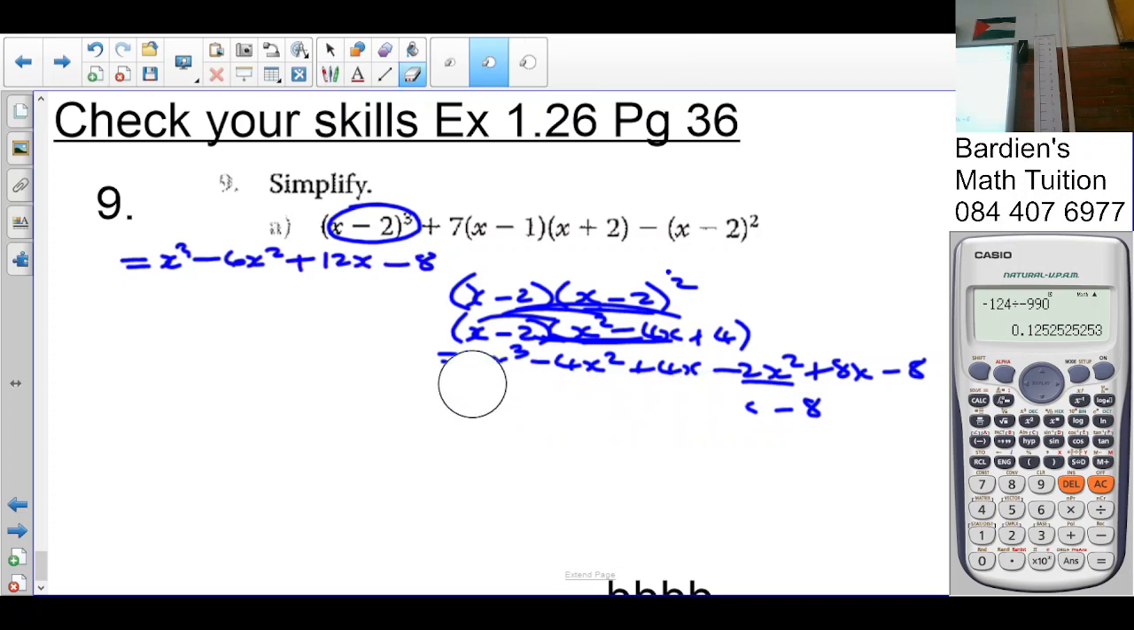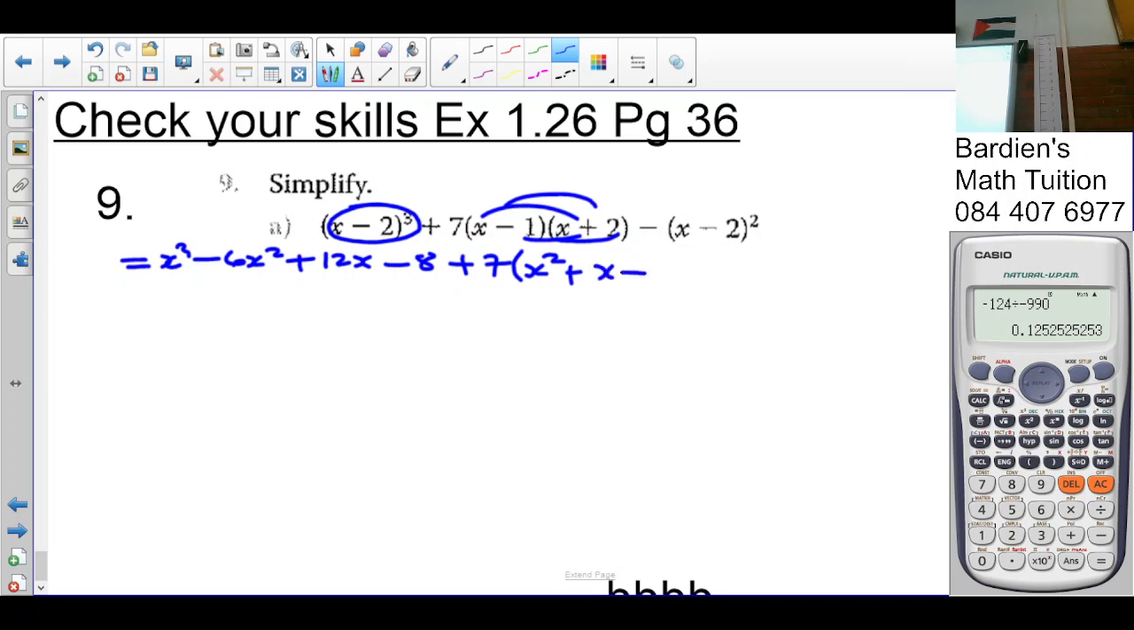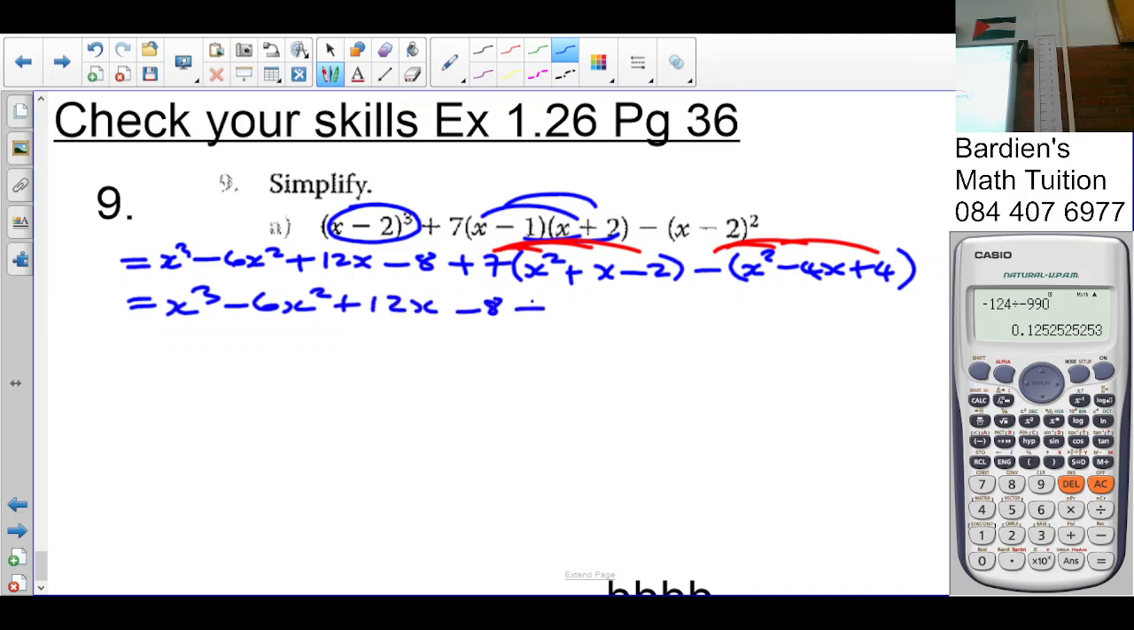Okay. Then you say plus 7 into. Multiply this out, binomial by binomial. You're going to get x squared plus 2x minus x, positive x minus 2, minus your binomial squared, which is x squared minus 4x plus 4. Okay, so what do we do now? We multiply, get rid of the brackets. So you've got x cubed minus 6x squared plus 12x minus 8 plus 7x squared plus 7x minus 14 minus x squared plus 4x minus 4.